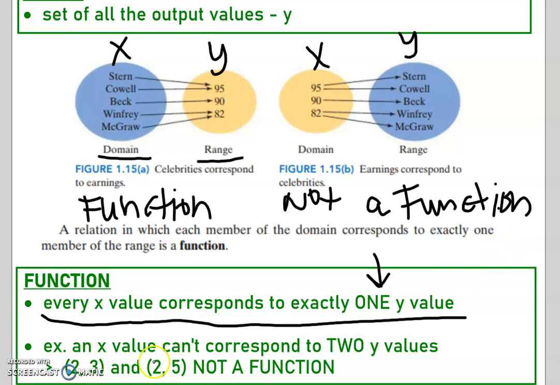So here again we have numbers in ordered pairs. If these ordered pairs were in a set of numbers (2, 3) and (2, 5), it's not a function because notice 2 has two y values, 3 and 5, so it's not a function.